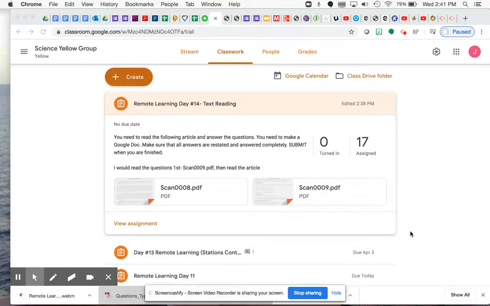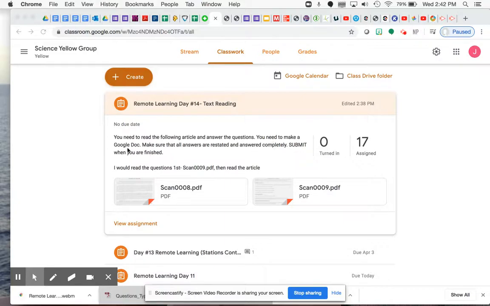Hey everyone, today is April 2nd, and I'm going to help you with today's science assignment. When you log on to Google Classroom, you're going to see the directions for day 14. This is a text reading and it's only through Google Classroom. So you need to read the following article and answer the questions.